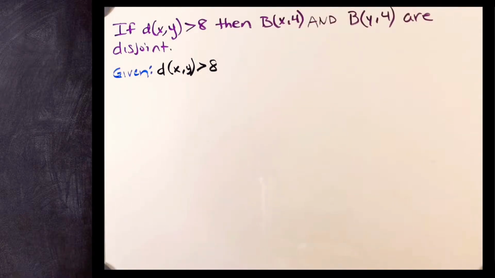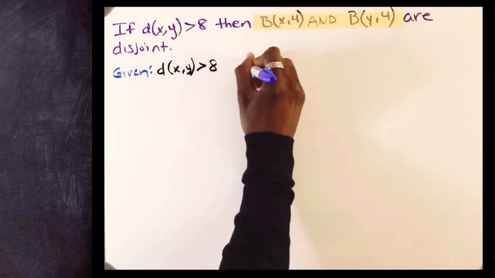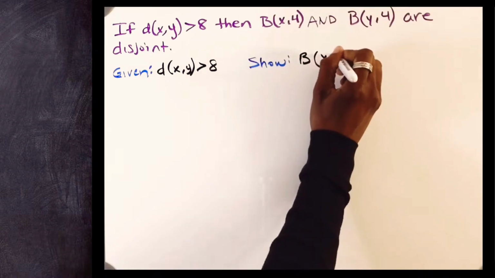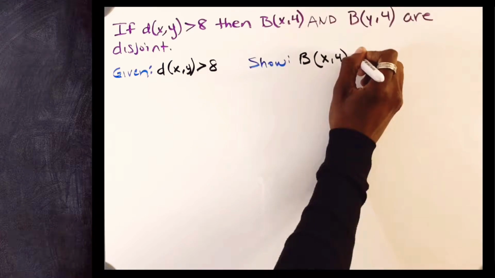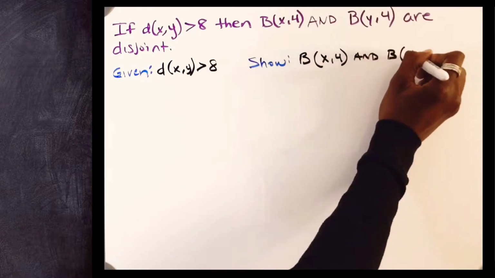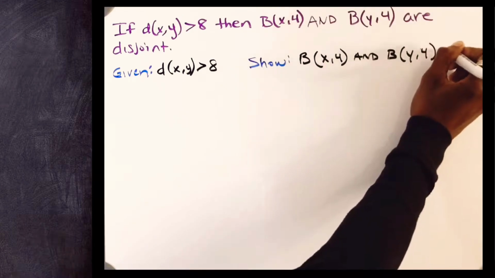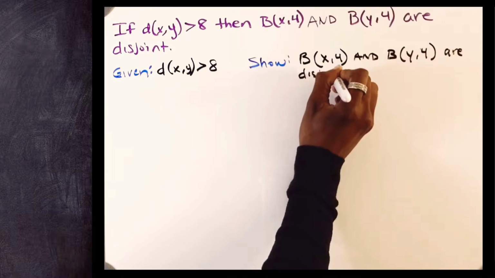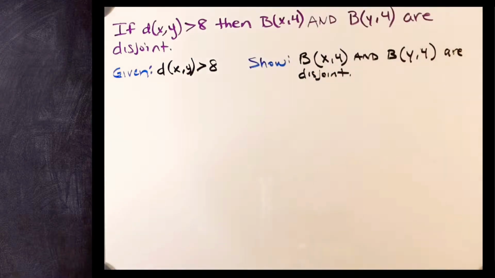Next, you're going to write your show. This is what you're going to prove, all right? And this is always going to be your then statement. So show the ball from X to 4 and the ball from Y to 4 are disjoint. So that's stage 1 of our setup.